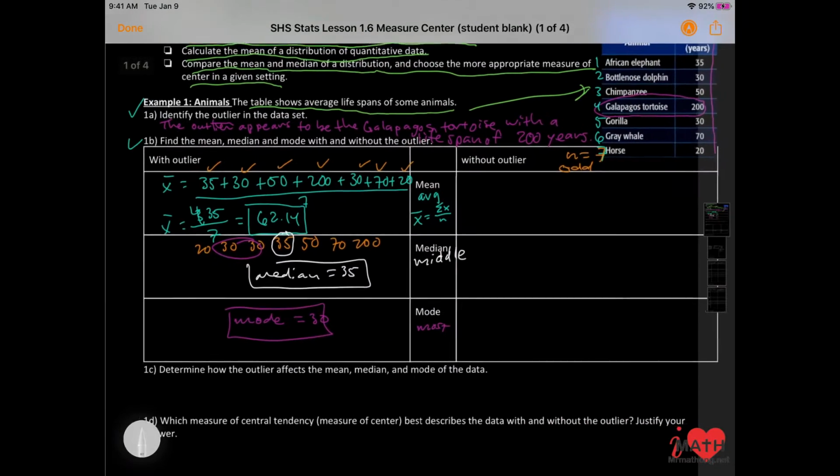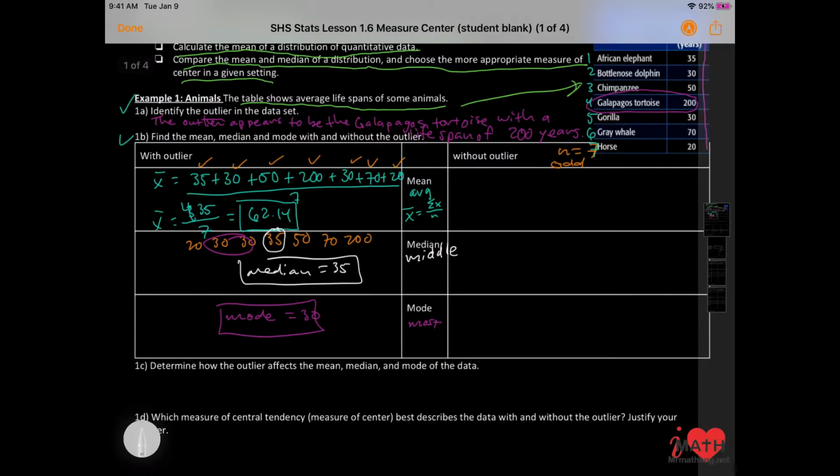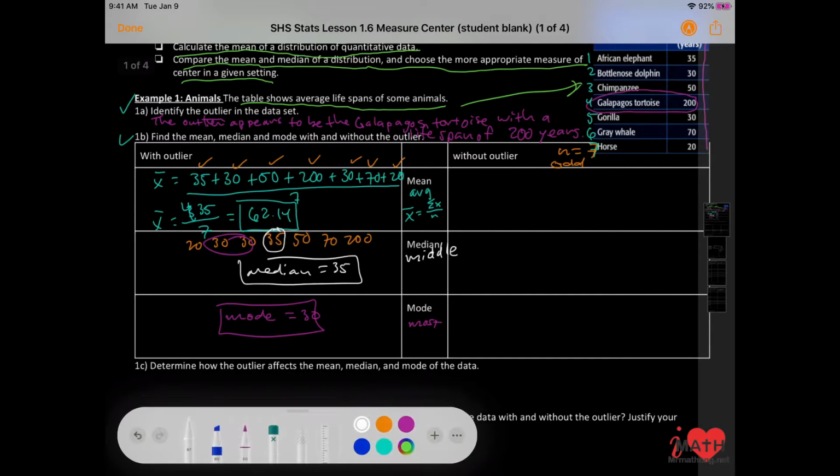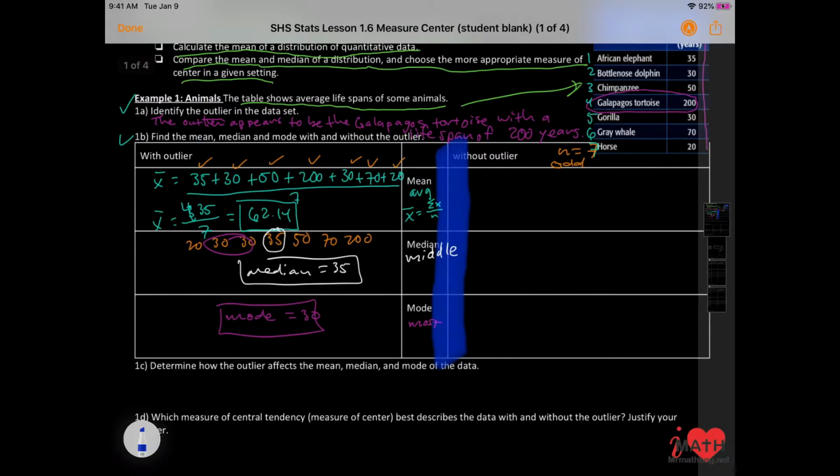Okay. Now I want you to go ahead and work on the right hand side, but do that without the outlier. So don't include the tortoise. Go ahead and calculate the mean, median, mode. Go ahead and take a minute. Press pause, and then I'll work those out really quickly.